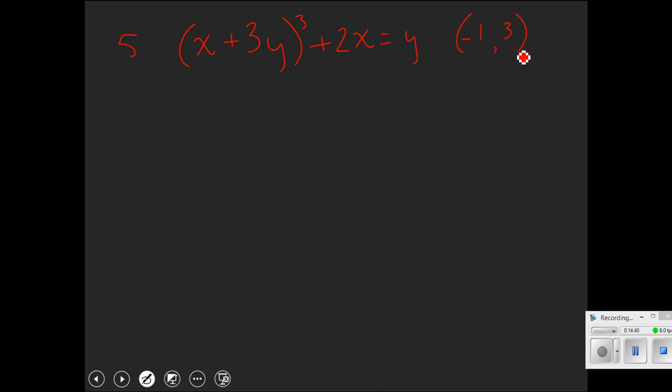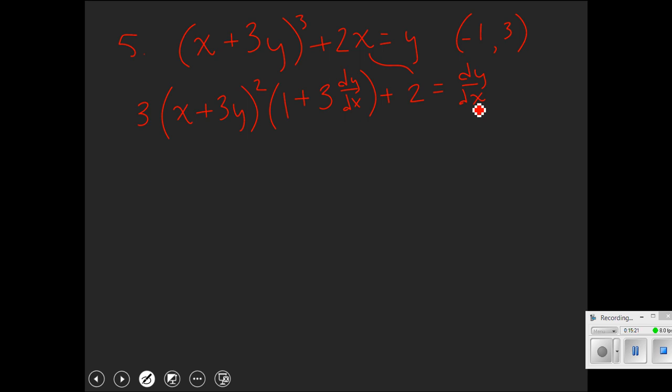Okay. So we see here this x plus 3y is going to involve the chain rule. So I'm going to have 3, keep everything inside the same, and then multiply by the derivative of the inside, which is going to be derivative of x is 1, derivative of 3y is 3 dy/dx. Okay, and then plus that 2x right here is going to become 2, and then equals the derivative of y is dy/dx. And I'm going to go ahead and solve for dy/dx.